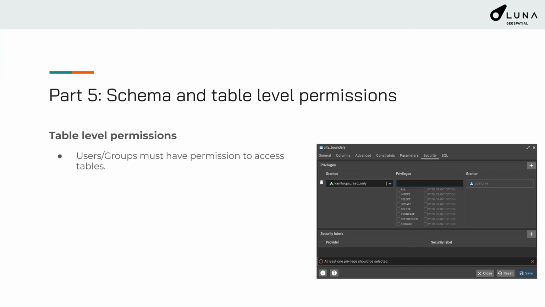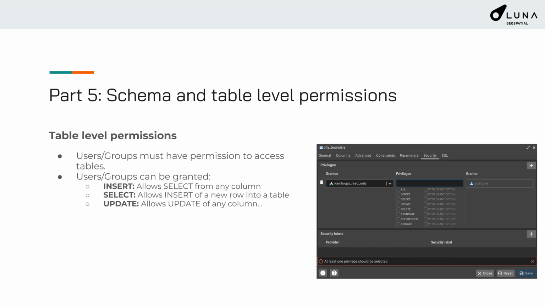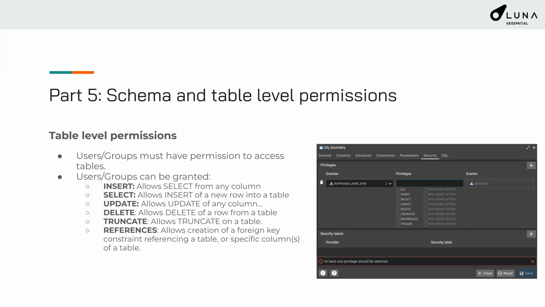When we're looking at table level permissions, users and groups must have permission to access tables. Users and groups can be granted insert, and this is where it gets more complicated. Insert creates new rows; select lets you see what's in the database; update lets you modify stuff; delete lets you delete rows; truncate lets you delete all rows; references allows the creation of a foreign key constraint referencing a table or specific columns of a table; trigger allows the creation of a trigger on the table or view.